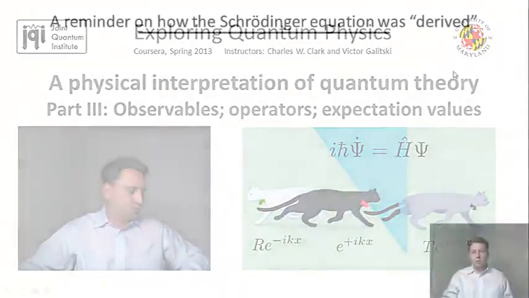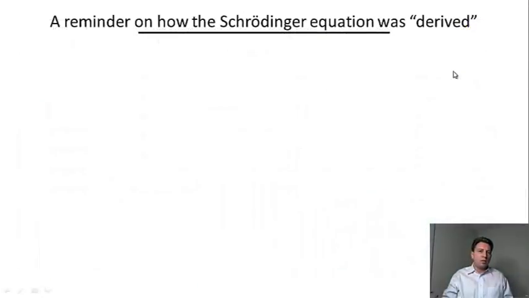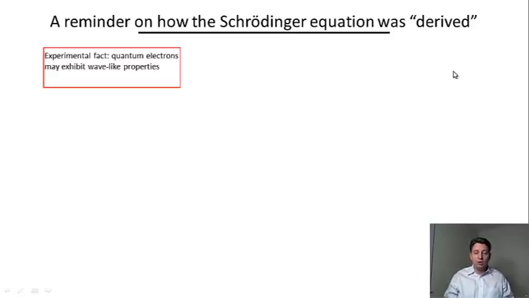observable quantities. So in order for me to trace the origin of the operator objects in quantum theory, let us go back a little bit and remind ourselves the way the Schrödinger equation was derived. So I use derived here in quotes because there is no really rigorous way to derive the Schrödinger equation as a fundamental equation of quantum theory, but we sort of follow the logic that the early practitioners such as Schrödinger used. And the first piece of information which was essential was the experimental fact that quantum electrons and other quantum particles may exhibit wave-like properties.